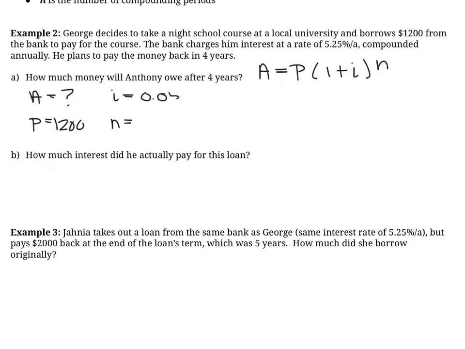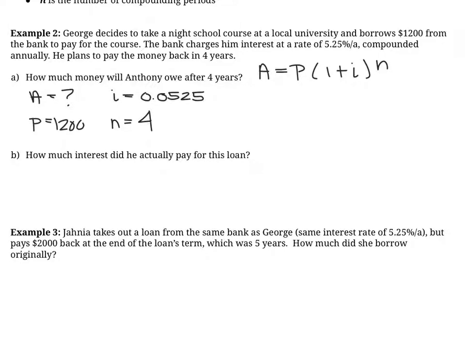So it's going to be 0.0525. Okay, and the number of compounding periods. How many times is the bank going to charge him interest? Well, they are charging him interest on an annual basis, and he's going to pay the money back in 4 years, which means he's going to be charged interest 4 different times.